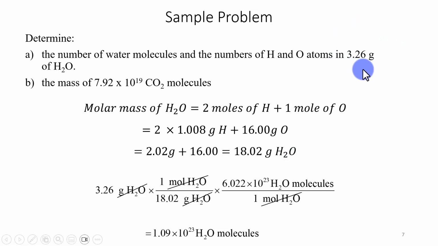Then I start with the amount that the problem gives me, which is 3.26 grams. Using your flow chart, convert to moles first. You cannot find individual molecules from grams. You have to convert to moles by using the molar mass that we just calculated. So 3.26 grams multiplied by my conversion factor: 1 mole of water weighs 18.02 grams. My grams will cancel, leaving me with moles.